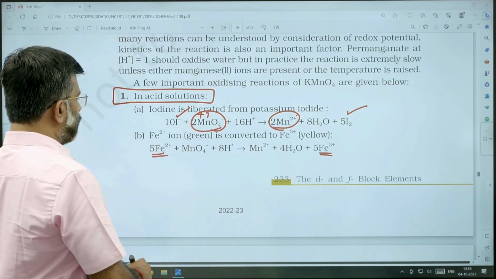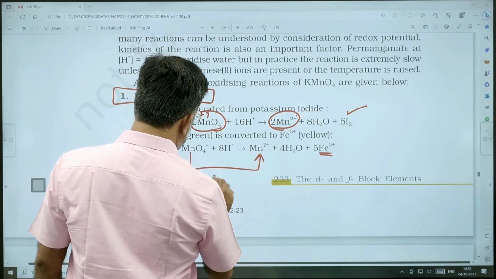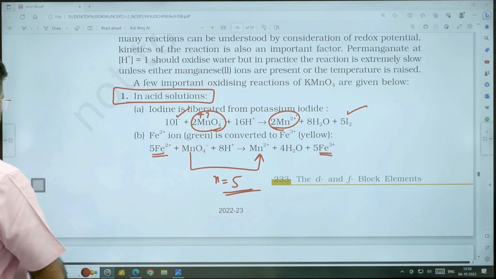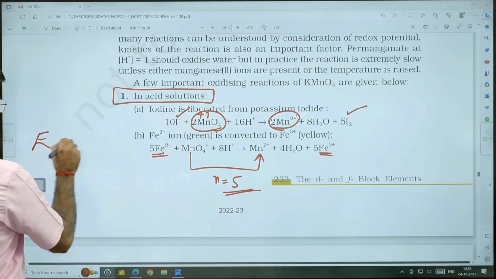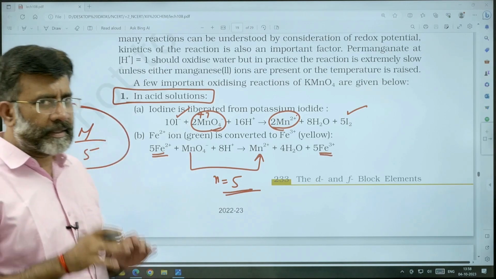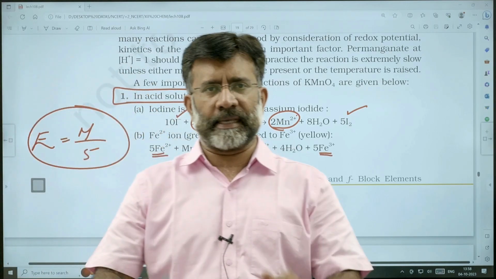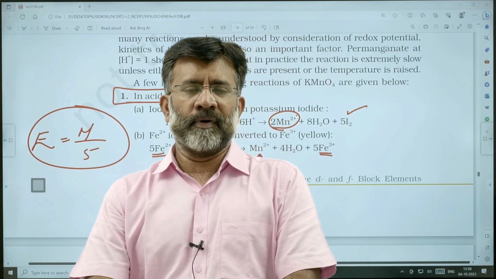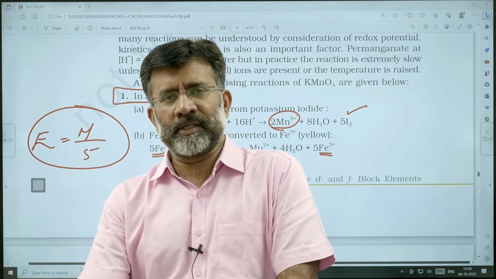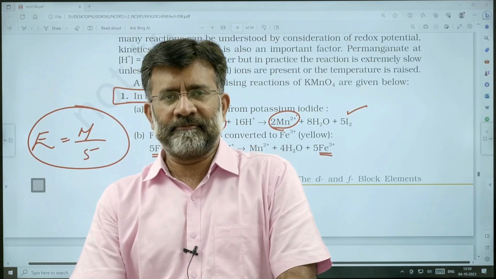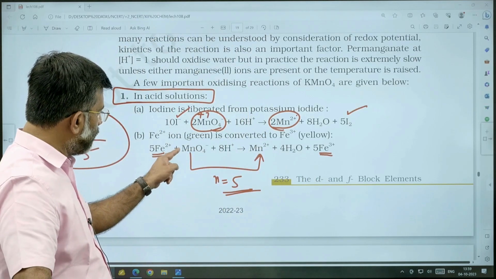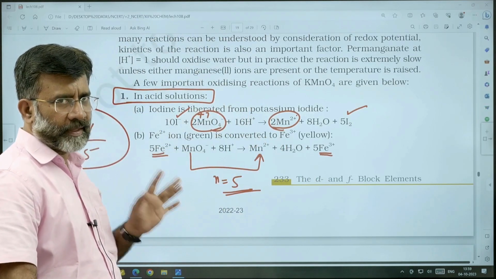And what is the N factor? N factor will be 5. Quite naturally, the equivalent mass will be molar mass by 5. That is, in the acid medium, where permanganate is reduced to Mn2 plus, the equivalent mass will be molar mass by N factor, molar mass by 5. How is the N factor 5? +7 changes to +2, that is N factor 5.